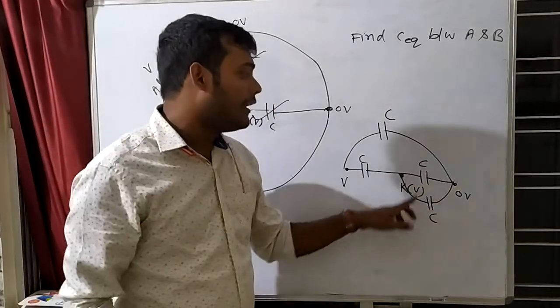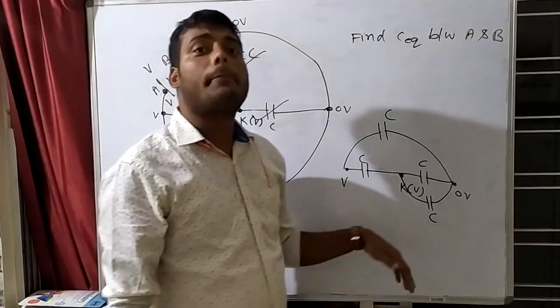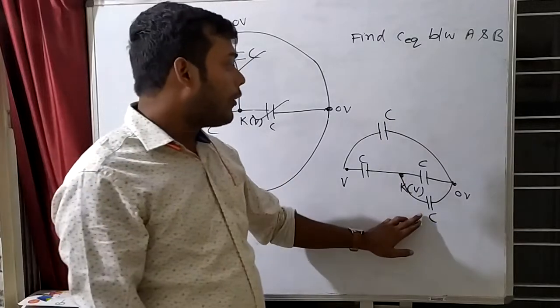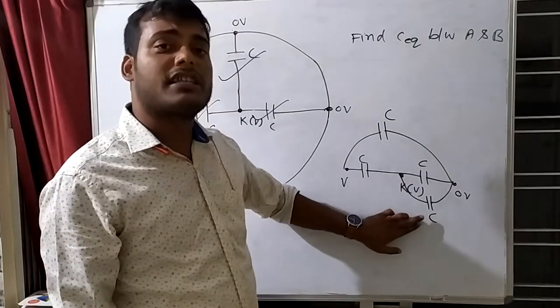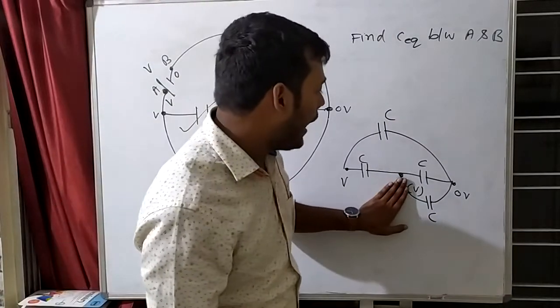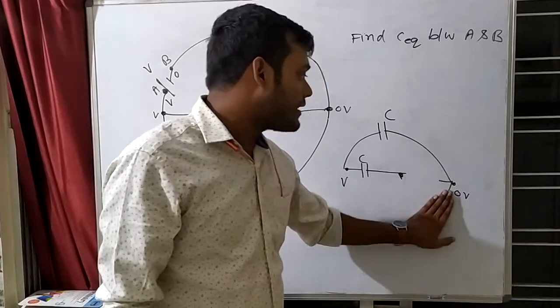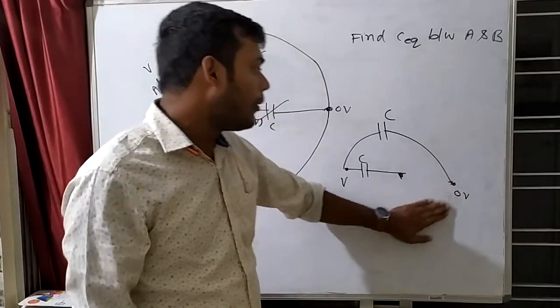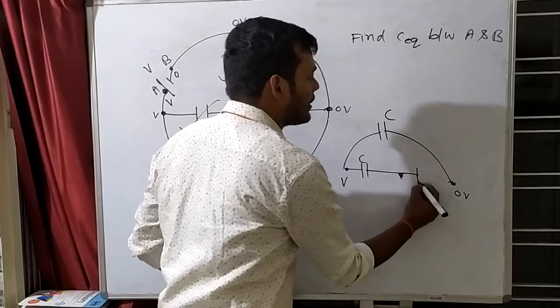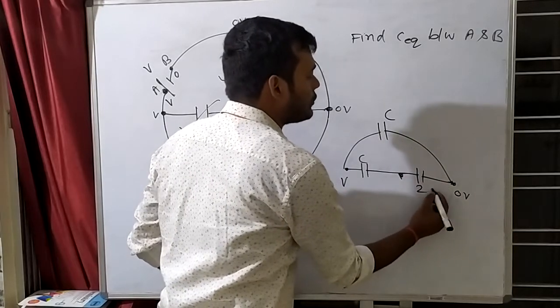So this C and C, these two are connected in parallel. If capacitors are connected in parallel, what will be the equivalent capacitance? Tell me fast. C plus C, that will be 2C. So I will replace these two capacitors with a single equivalent capacitor. C plus C will be how much? 2C.